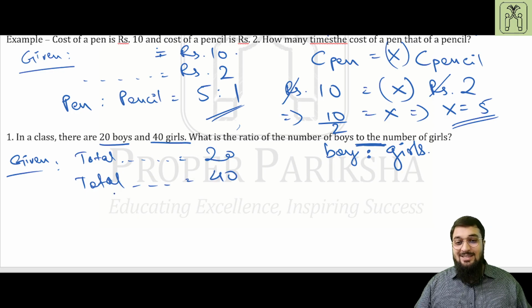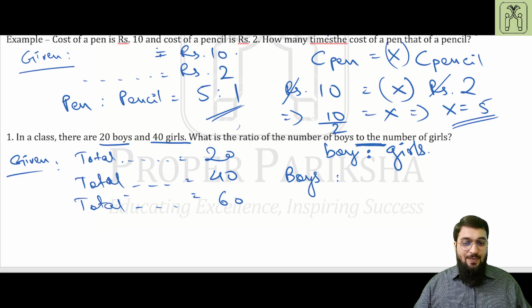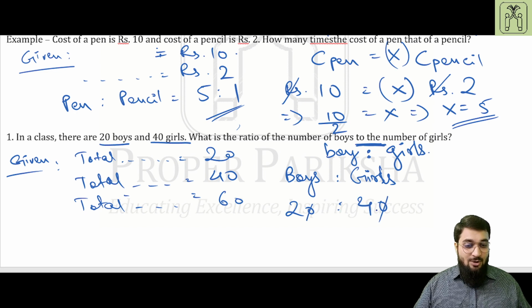Then we will write the total strength of class, and that will be 60. That is 20 plus 40. After that, we'll write the boys over here, and we'll write girls over here. And after that, we will write the number of boys, that is 20, and the number of girls, that is 40. We will divide by the common factor, that is 10, then it will become 2 and 4. After that, we will divide by 2 and it will become 1:2. Therefore the ratio of number of boys to the number of girls is 1:2.